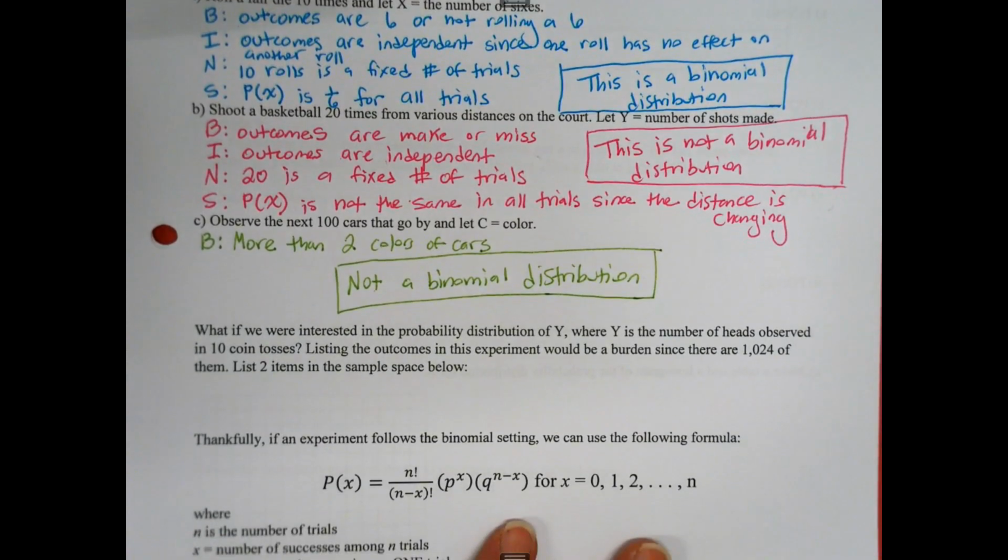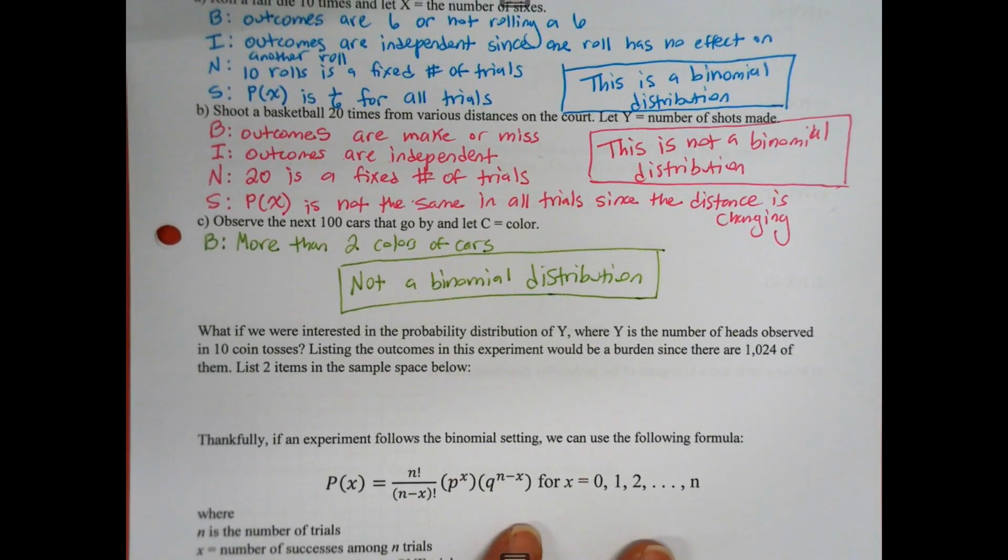Now, what if we were interested in the probability distribution of Y, where Y is the number of heads that are observed in 10 coin tosses? Listing the outcomes in this experiment would be a burden, since there are 1,024 of them. Let's list 2 items in this sample space.